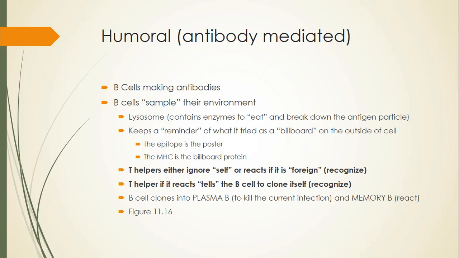As you can see on page 441, in this analogy, it's producing one memory B cell to about 5 plasma B cells. So it's producing more plasma B cells because we need to kill the current infection. But it's producing a few memory Bs because we need to remember this later on. And figure 11.16 again is good in visualizing that cloning part. This is the recognition.